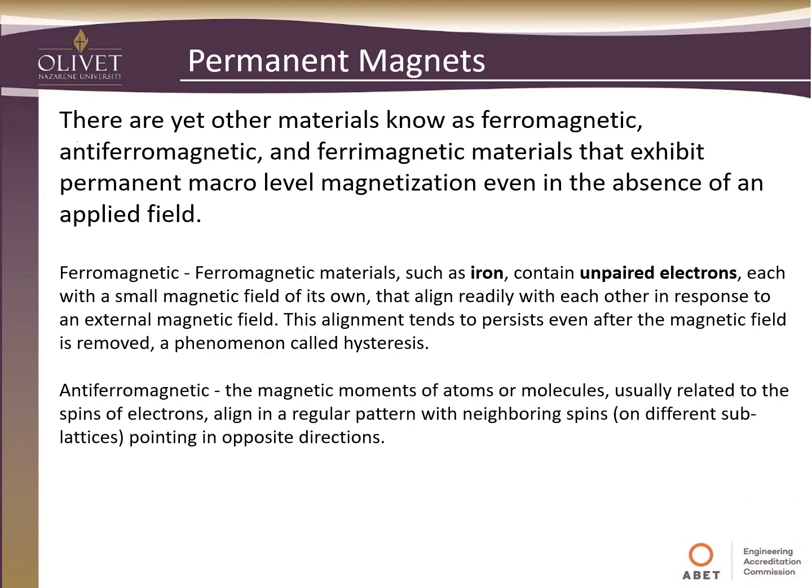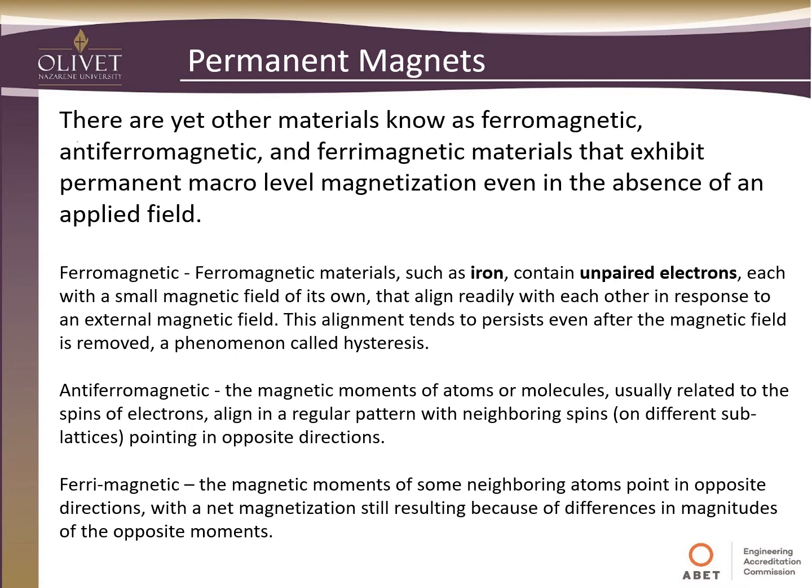The next is antiferromagnetic. The magnetic moments of atoms or molecules, usually related to the spin of the electrons, align in a regular pattern with neighboring spins. Of course, these are on different sublattices pointing in opposite directions. Finally, we've got ferrimagnetic, as opposed to ferromagnetic. The magnetic moments of some neighboring atoms point in opposite directions, with a net magnetization still resulting because of differences in magnitude of the opposite moments. So while they do cancel out some, they don't cancel out totally.